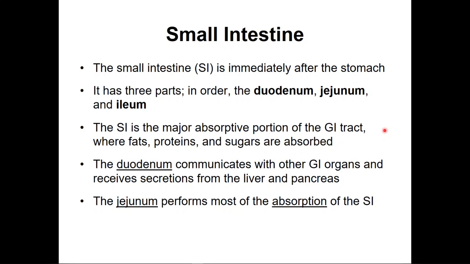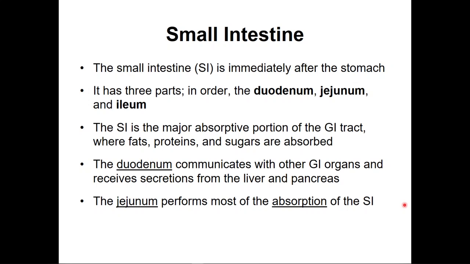So the duodenum communicates with other GI organs and receives secretions from the liver and the pancreas. That's from the hepatopancreatic ampulla, where the pancreatic juices and the liver bile merge, and we'll talk about that again. The jejunum performs most of the absorption through the small intestine. The jejunum is very, very long. The duodenum is very short. I think of the duodenum as your receiving vessel. You're receiving gastric contents, bile, and pancreatic juices, and that's where it all starts to come together and mix.